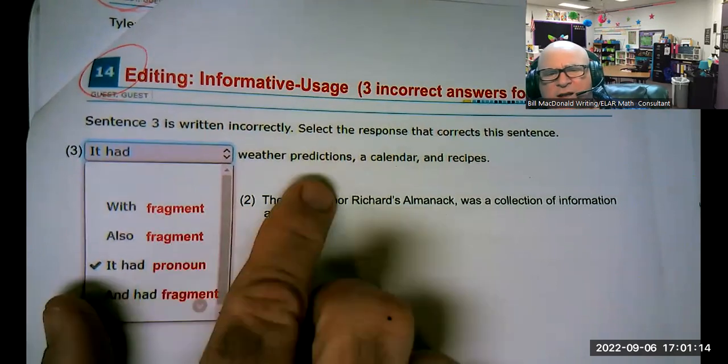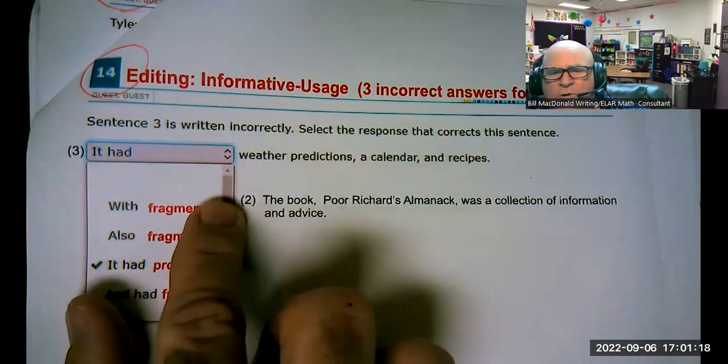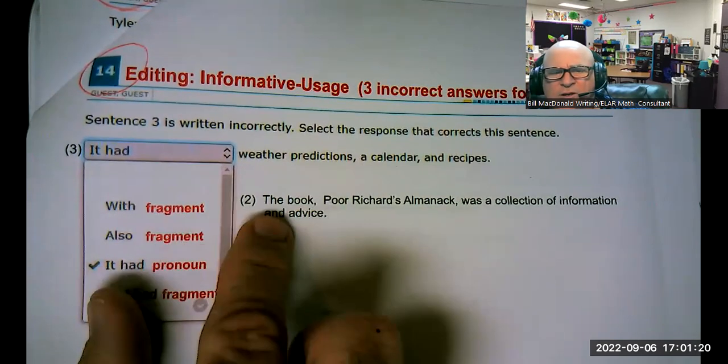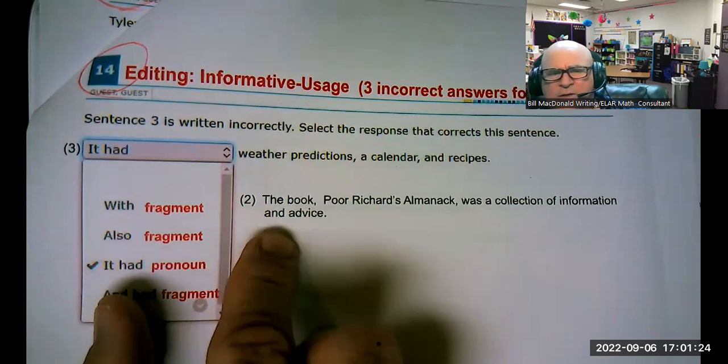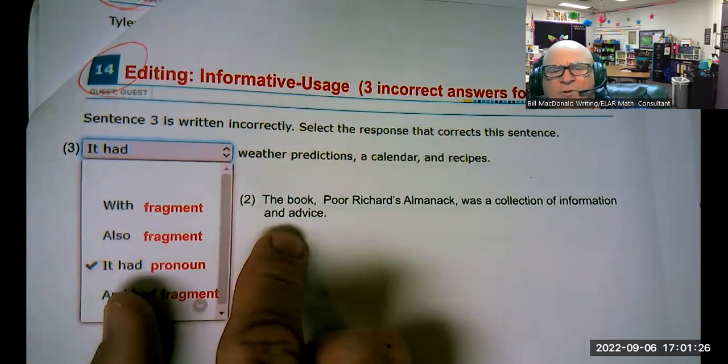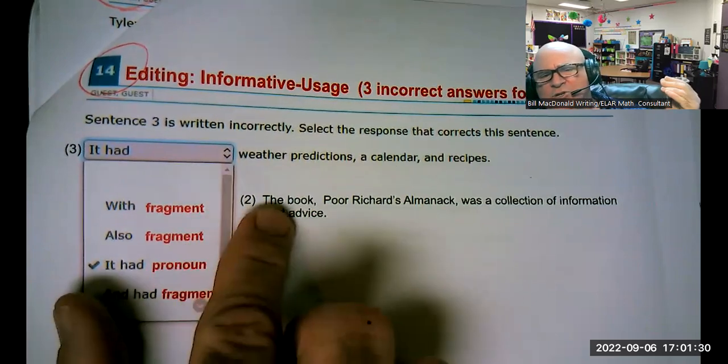Since that would be a fragment, it sounds great when you put them together. The book, Poor Richard's Almanac, was a collection of information and advice with weather predictions, a calendar, and recipes. But you have to verbalize the capitalization and punctuation so you don't have that issue that happens here.